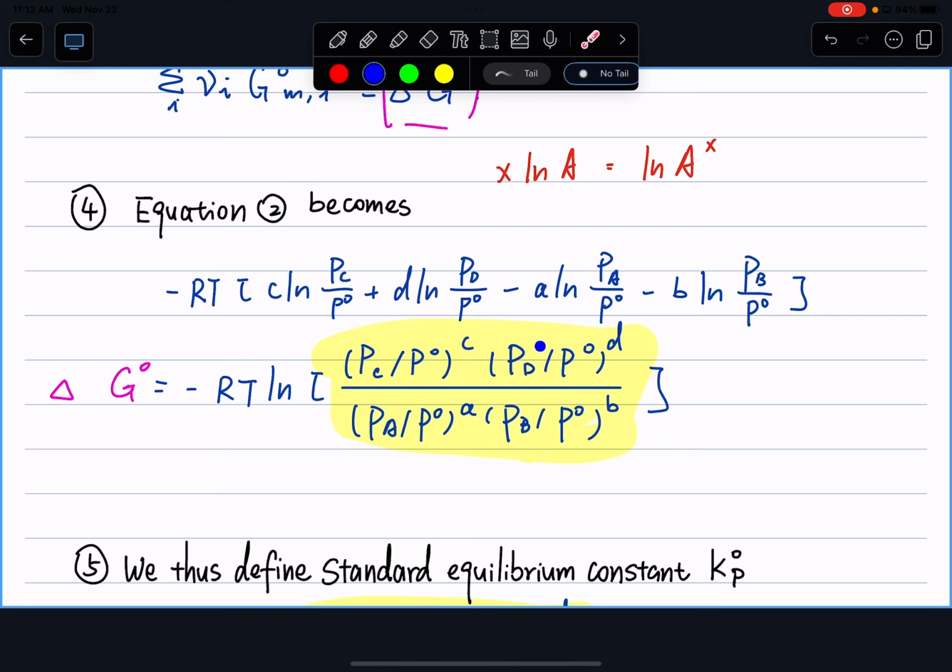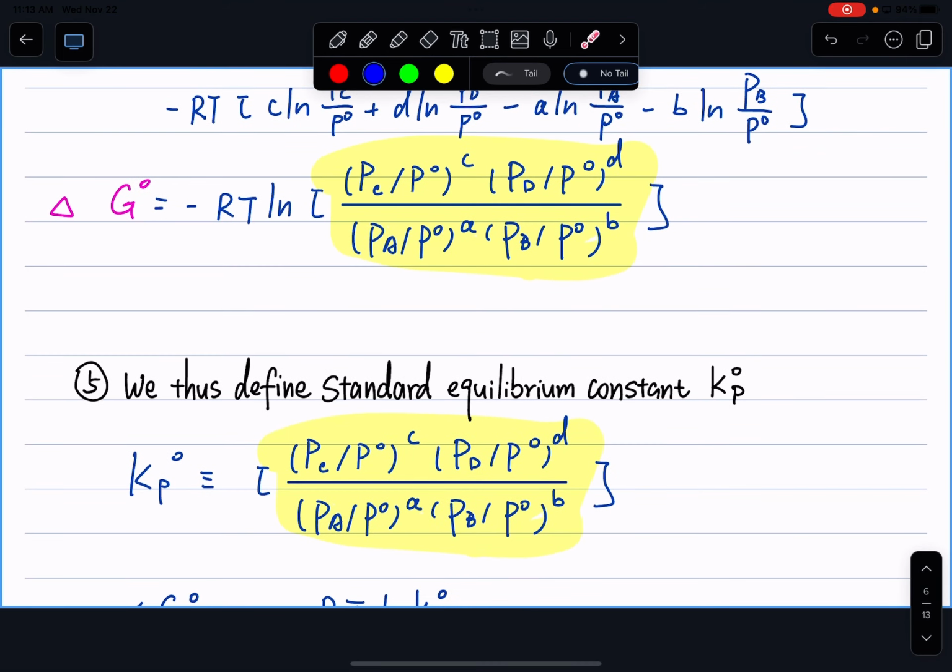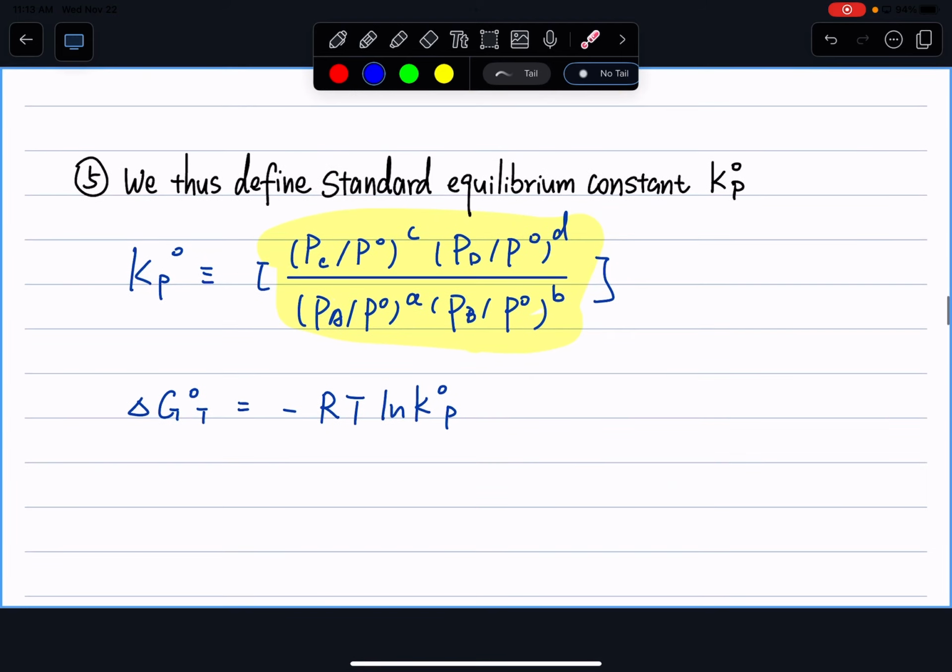And this whole thing, we then define to be our standard equilibrium constant, or Kp. By looking at this expression, we have the relationship between the Gibbs free energy of your reaction, so delta G naught equals negative RT ln Kp. All right, so this part is just a derivation of how we get here.